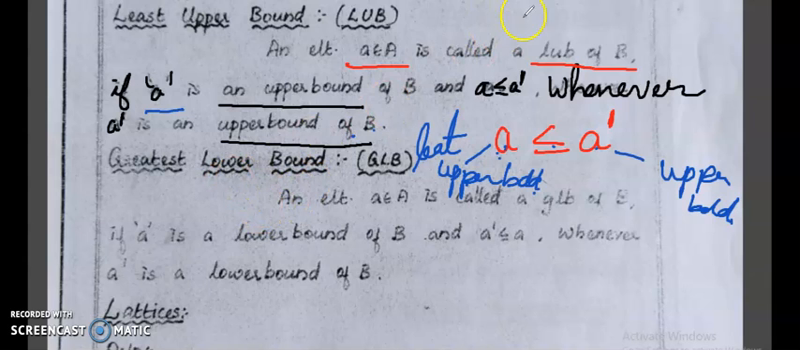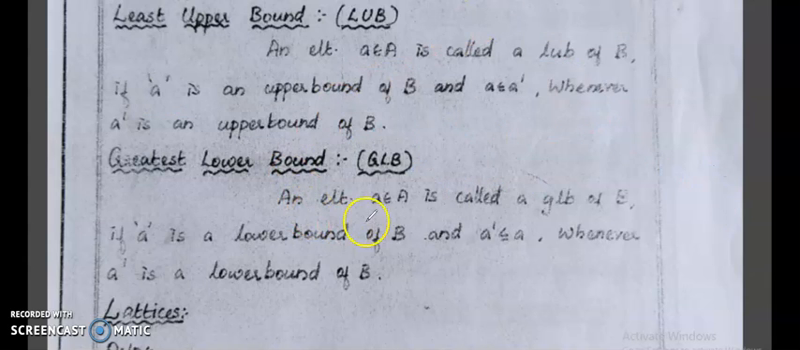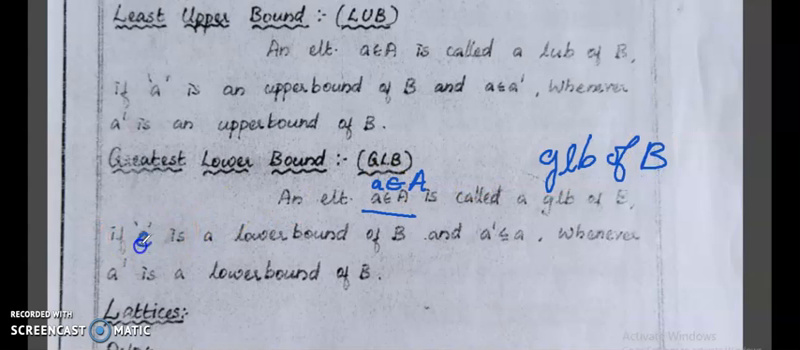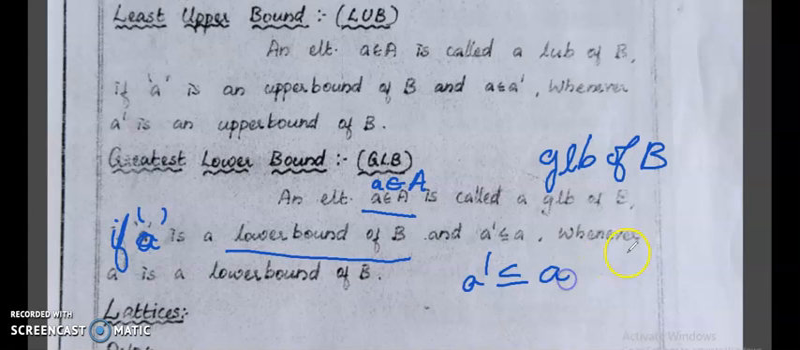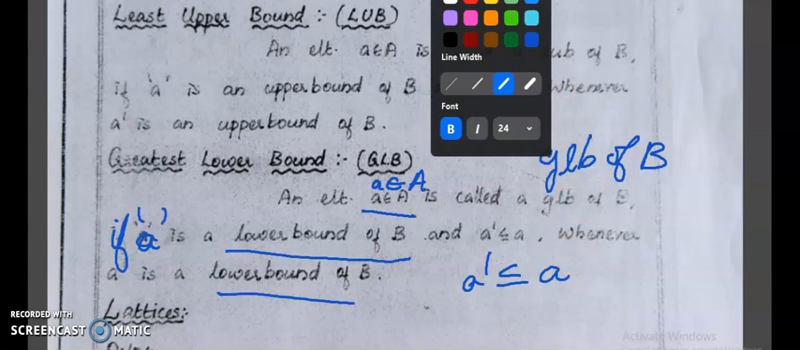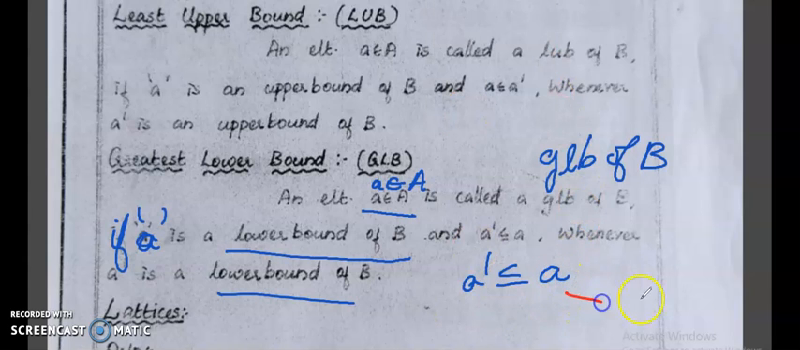Now coming to the greatest lower bound. An element small a, element of capital A, is called a greatest lower bound of B if a is a lower bound of B and a dash is less than or equal to a whenever a dash is a lower bound. So here a dash is less than or equal to a. So what is that? a is a lower bound. a dash is also a lower bound.